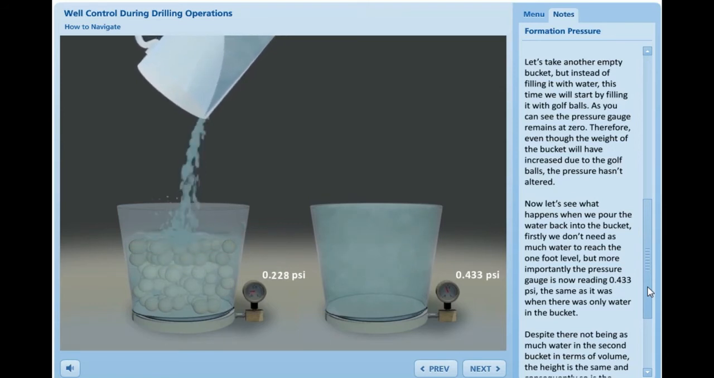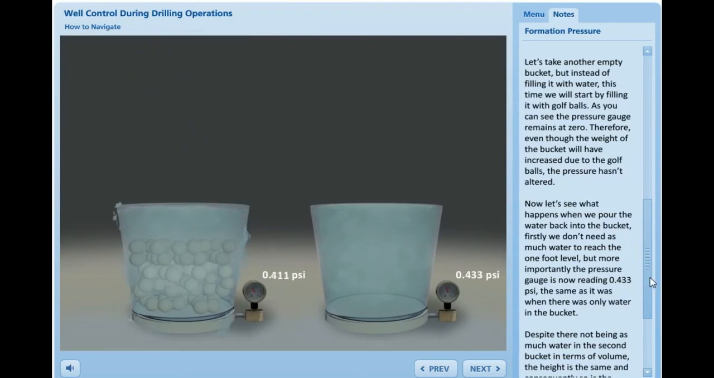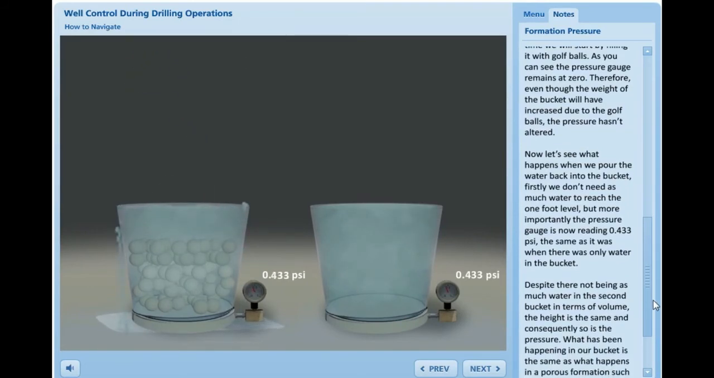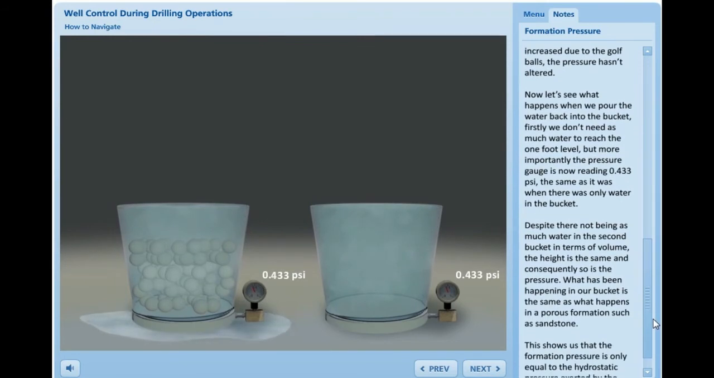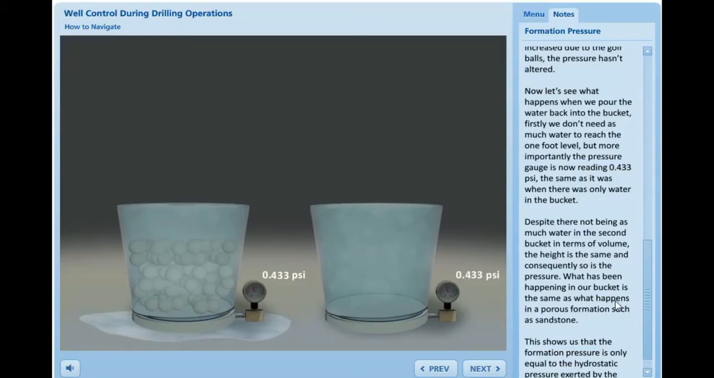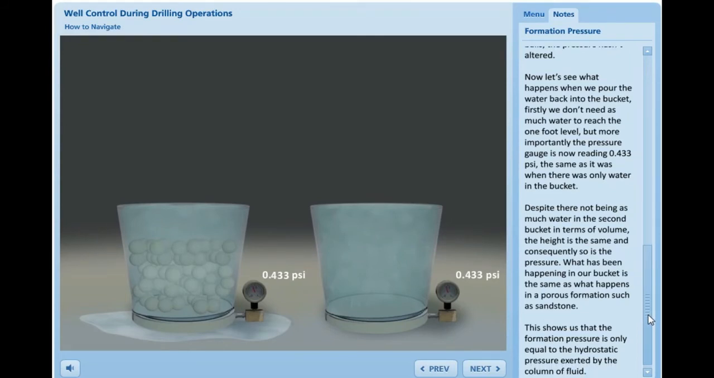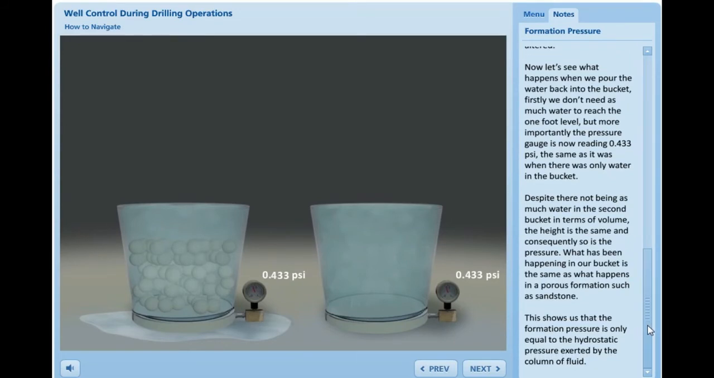Firstly, we don't need as much water to reach the 1 foot level, but more importantly, the pressure gauge is now reading 0.433 psi, the same as it was when there was only water in the bucket. Despite there not being as much water in the second bucket in terms of volume, the height is the same, and consequently, so is the pressure. What has been happening in our bucket is the same as what happens in a porous formation, such as sandstone. This shows us that the formation pressure is only equal to the hydrostatic pressure exerted by the column of fluid.